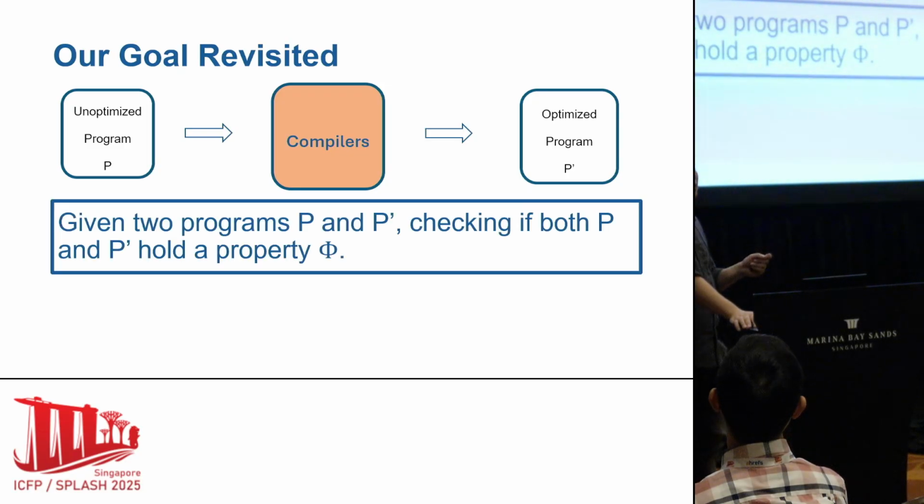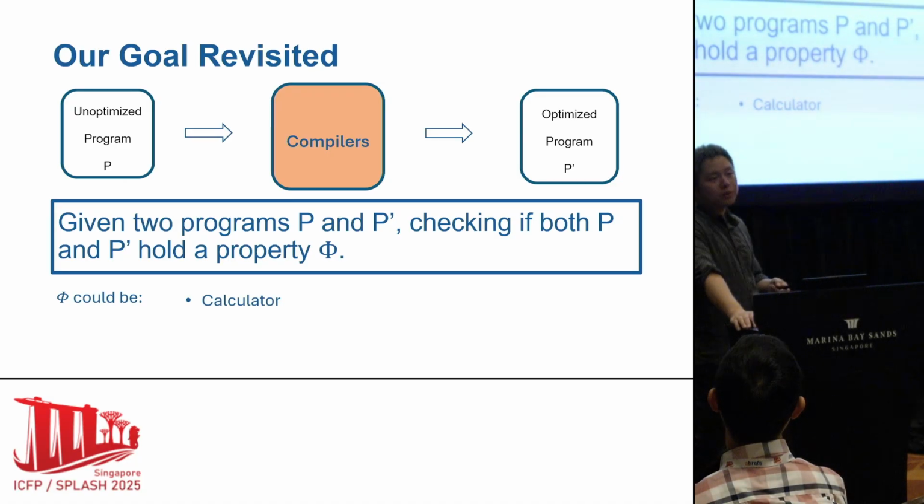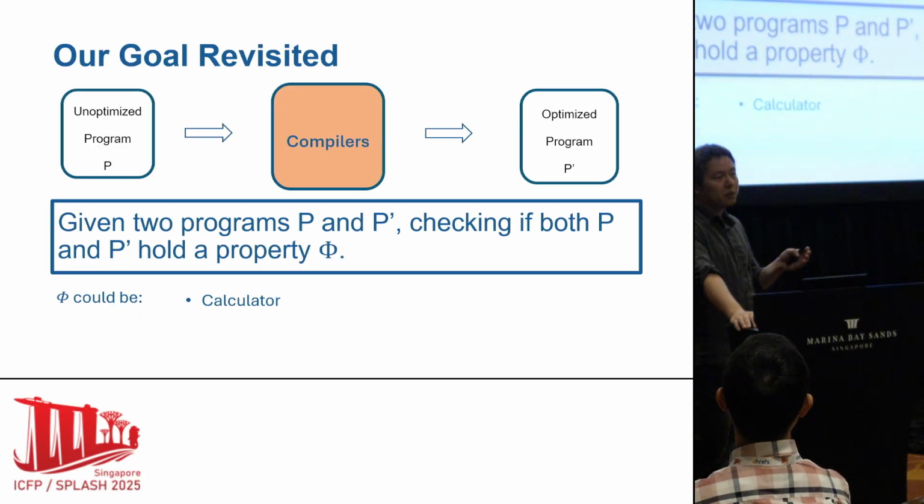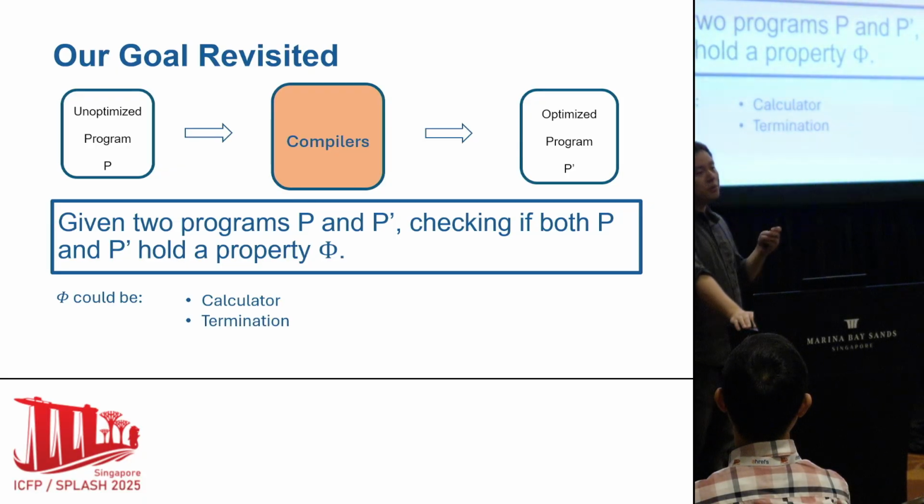And given these two programs P and P prime, we want to check whether or not P and P prime hold certain properties. You can define the property to be, as we saw in a previous example, if you implement a calculator, then this property should have something to do with the property of a calculator. It can also be terminating properties, like if P terminates, P prime should be terminating as well. It could also be a pointer aliasing property, like two pointers point to the same location in P, and in your optimized code, you should expect the same thing.